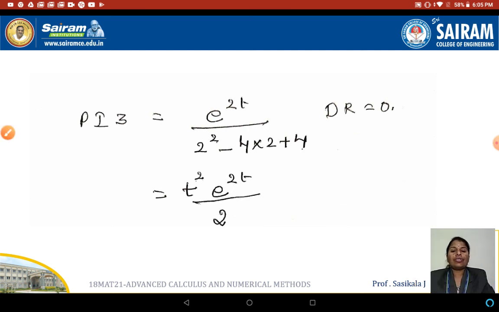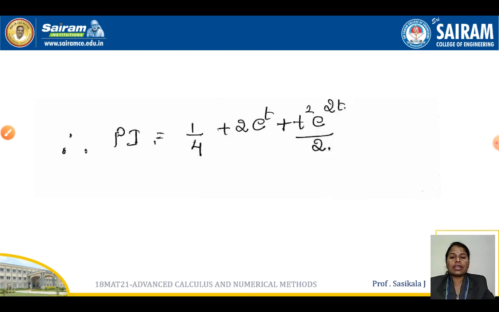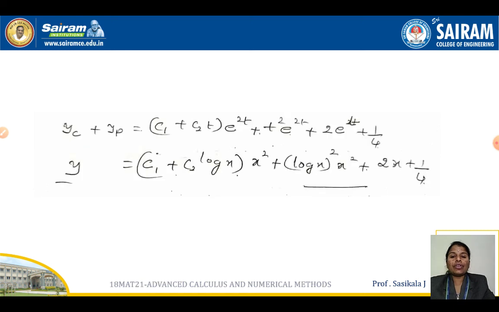It's clear, na? So when you combine all 3 particular integrals, you will get 1 by 4 plus 2 e power t plus t squared e power 2t by 2. Okay. So that's all. The complete solution you are supposed to write in terms of x again. So the complementary function plus the particular integral has been written in terms of t. Now t is to be replaced: t is nothing but log x. e power t is x, e power 2t will become x square. Then again t is (log x) the whole square, and x square plus here it will be 2x plus 1 by 4. This is your complete solution.